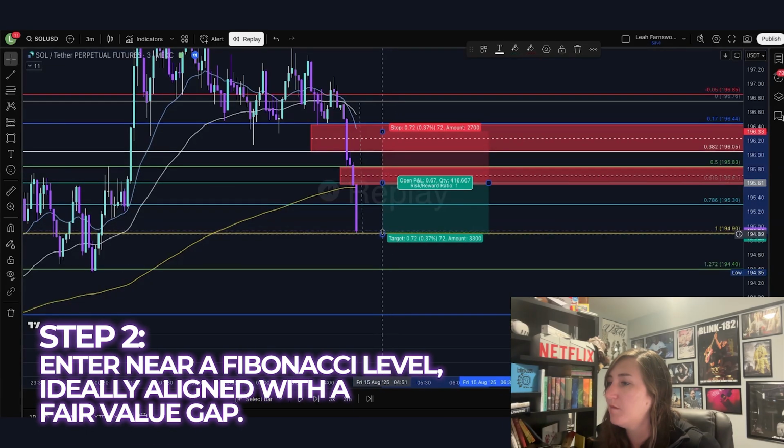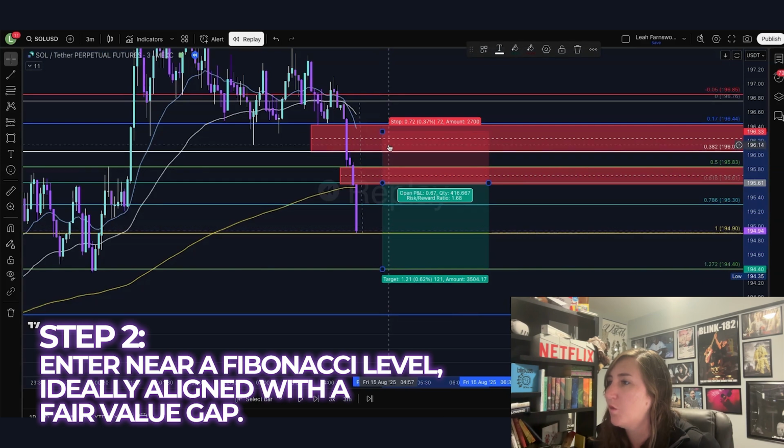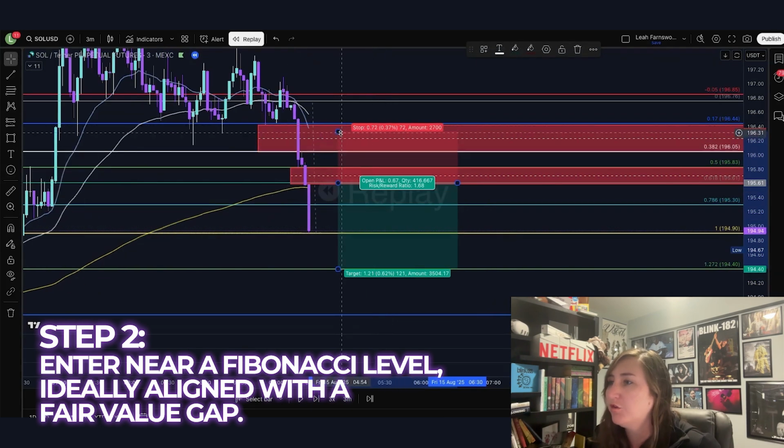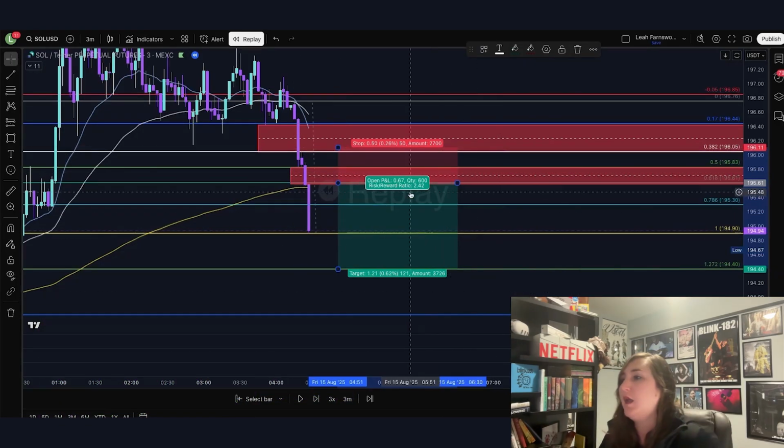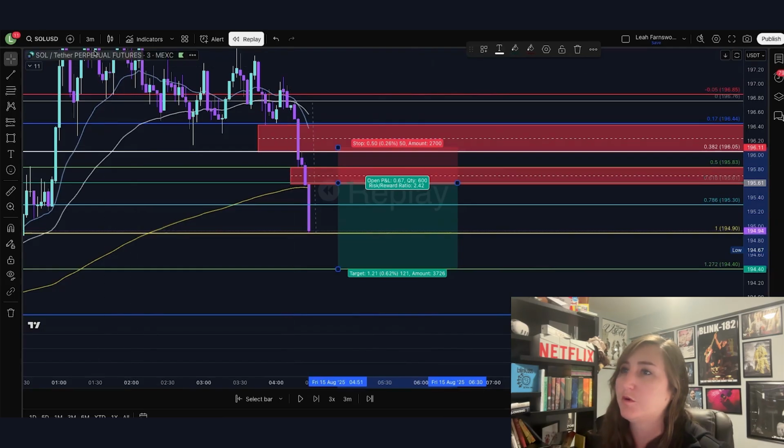So let's say we're going to keep it simple, 0.618. We're going to go 1.272. Put our stop loss above a fair value gap candle. So maybe this 3-minute here, I'd probably put it a little bit above the 0.382 line, and you'll see we have a risk reward of 2.42.